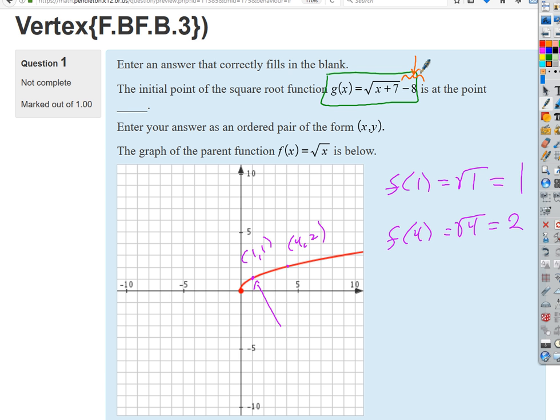See this part right here, if I subtract 8 from the whole thing, from the function, that means we're going down by 8. And if I add 7 to the input, that means I'm going to the left by 7. Everybody agree? Okay, now that's all the points on the function, but what if we just focus on the really convenient point, the starting point, or the initial point? What does that tell us? Where's it going to end up?